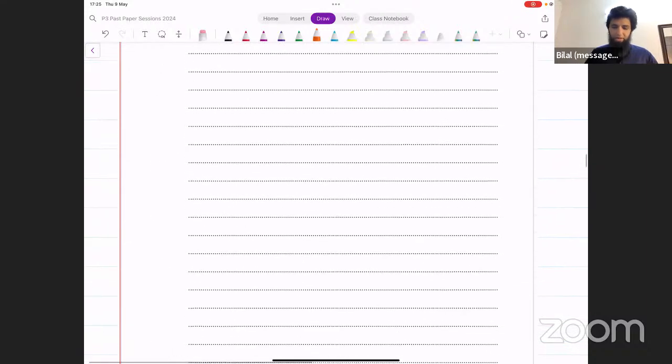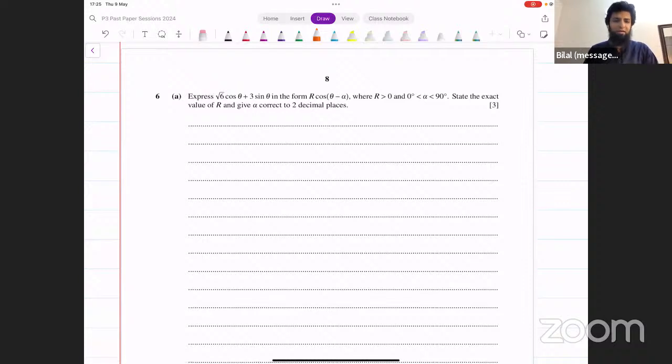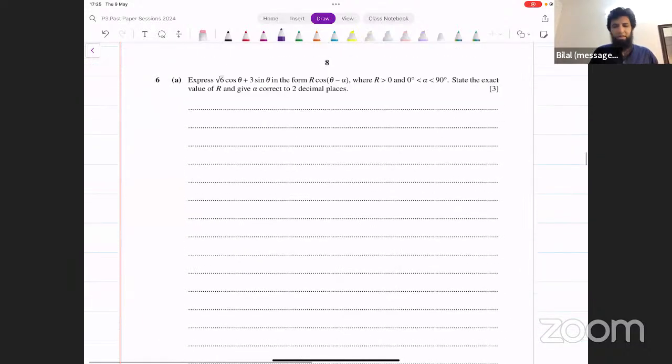Okay. All right. So since it's overall a relatively easier paper, I'll just do a few questions from this anyway. Let's look at this one. Again, not very difficult, just average difficulty, but since some of you have asked about it, let's actually do it. Under root 6 cos theta plus 3 sine theta, you have to convert it to this form.